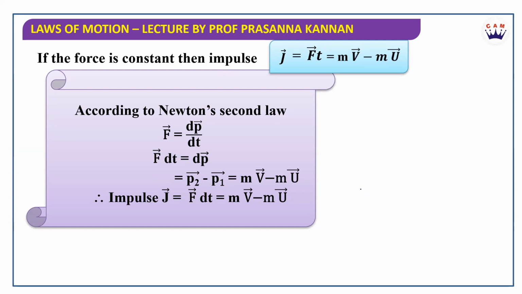Come on, tell me. F is equal to dp by dt. Take dt that side. So F dt is equal to dp. What is F dt called? Impulse. What is delta P? Impulse. So you're integrating it, you get P2 minus P1. What is final momentum? Mass into final velocity minus mass into initial velocity. So that's your impulse. So impulse is nothing but change in momentum.